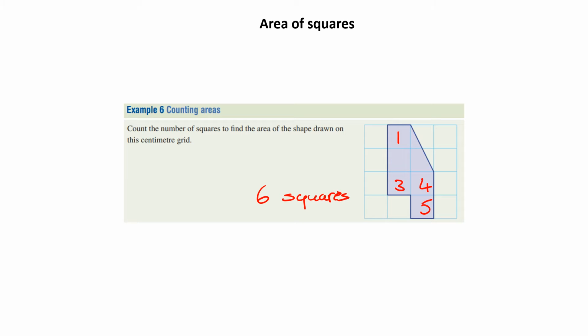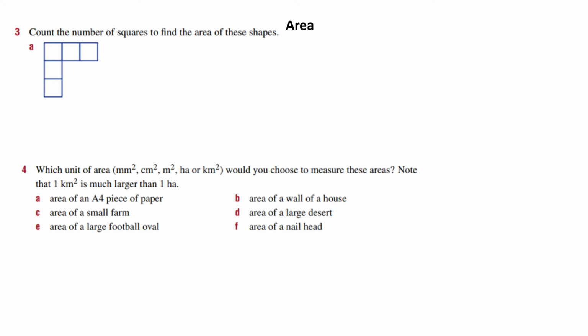Okay, and remember, this part here is what we're calling the area. It's that part inside, and that's what you're going to need to think of with area. Okay, so now let's look at these questions. The first one is: count the number of squares to find the area of these shapes. This is relatively easy. I'm looking at how many squares I've got. I've got 1, 2, 3, 4, 5. So in this case, my area would be 5 squares.